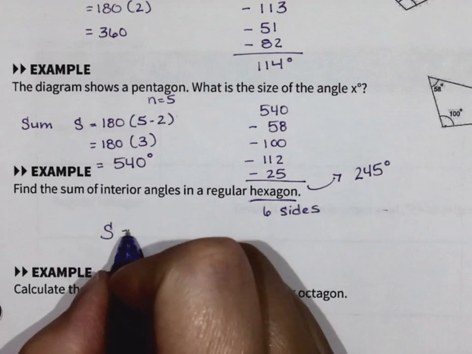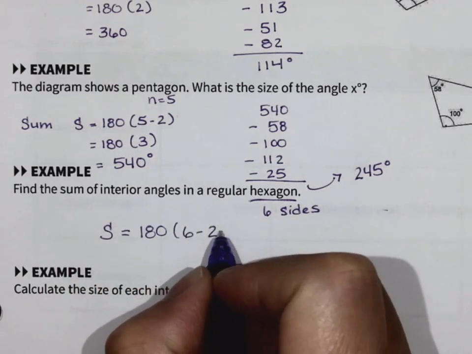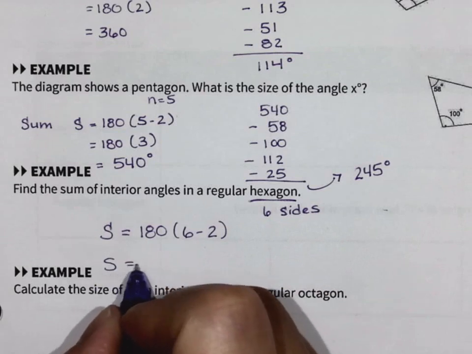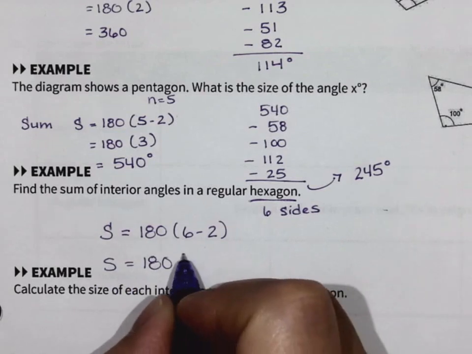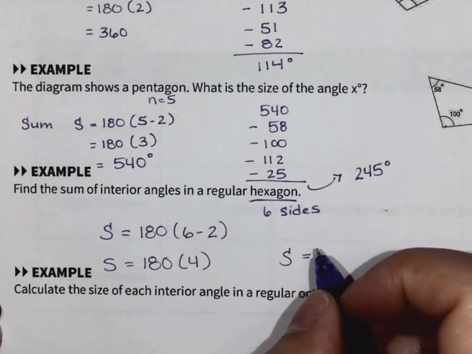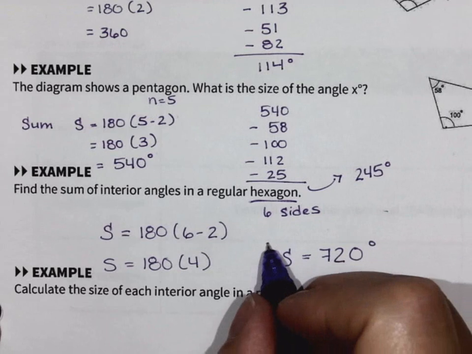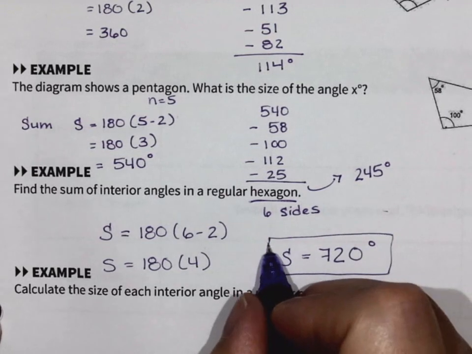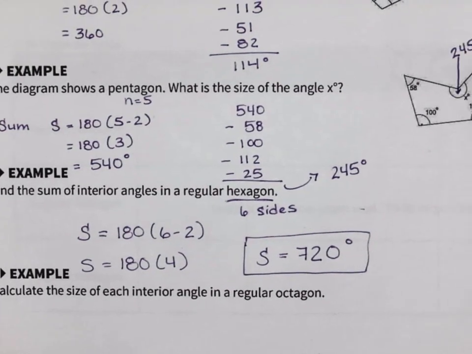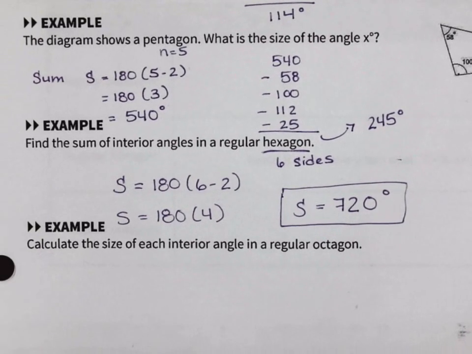So sum is equal to 180 times (6 minus 2). So sum equals 180 times 4. So the sum is 720 degrees. Sometimes I might ask for a specific angle, sometimes I just might ask for a sum.